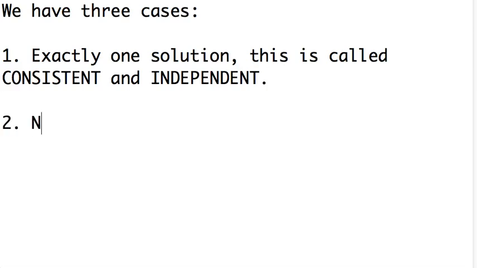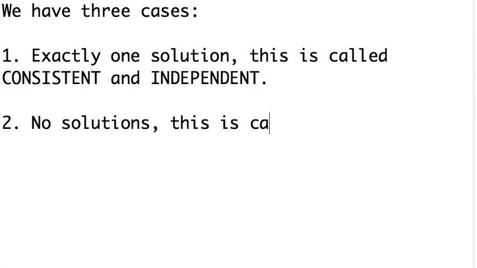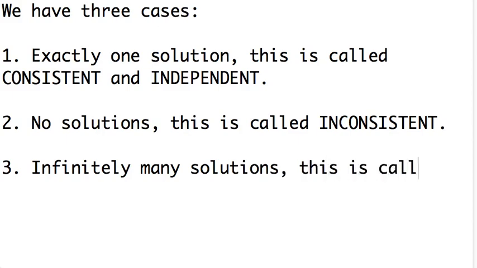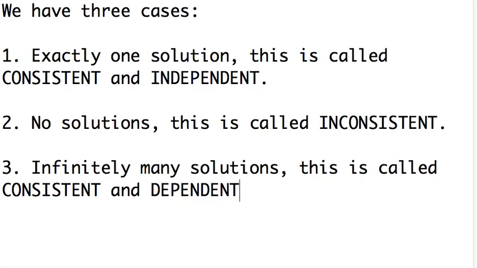The second possibility is no solutions, and this is called inconsistent because the two equations cannot be true. The two equations don't make sense when you put them together. They can't both be true. And the final possibility is infinitely many solutions. This is when the two lines are equal to each other, and this is called consistent because solutions do exist. Both equations can be true, but it's called dependent because the lines are the same. The first equation depends on the other in some sense because they actually give the same line.